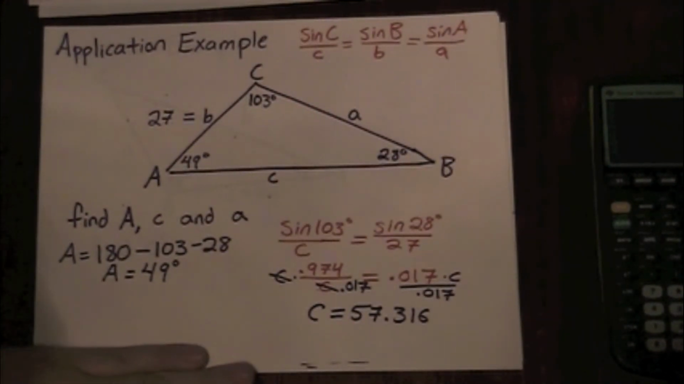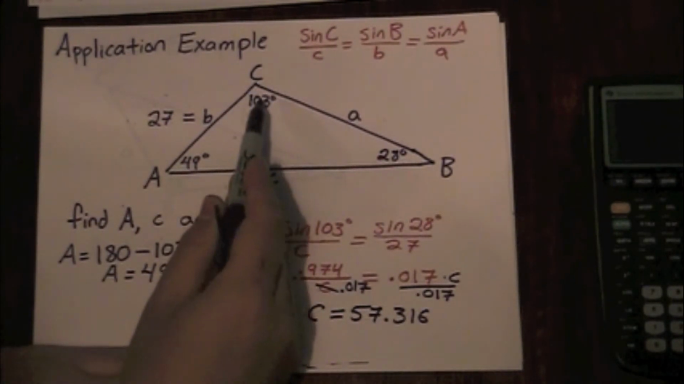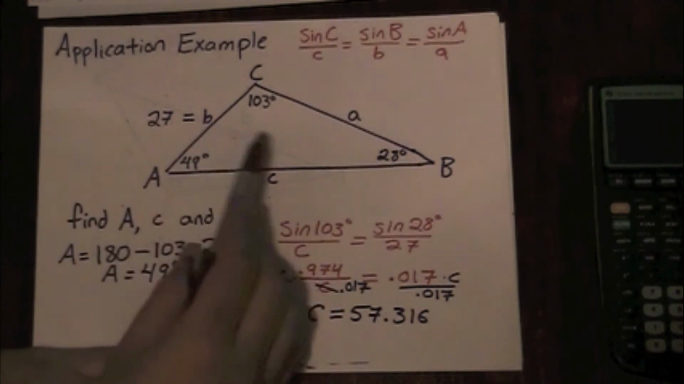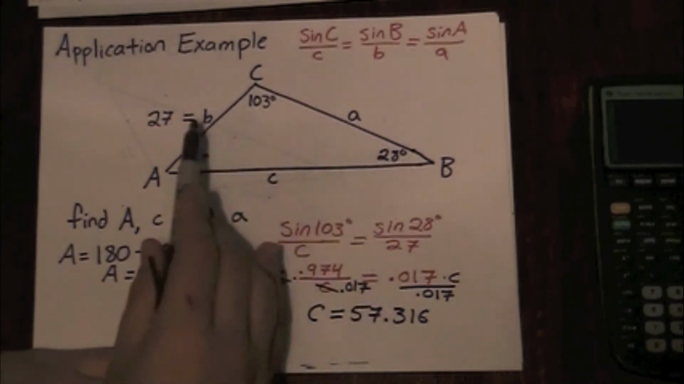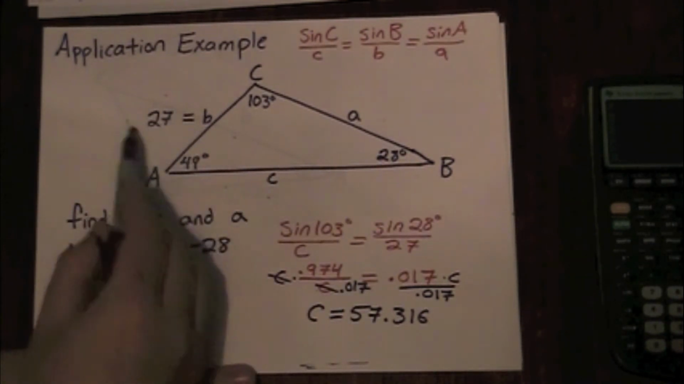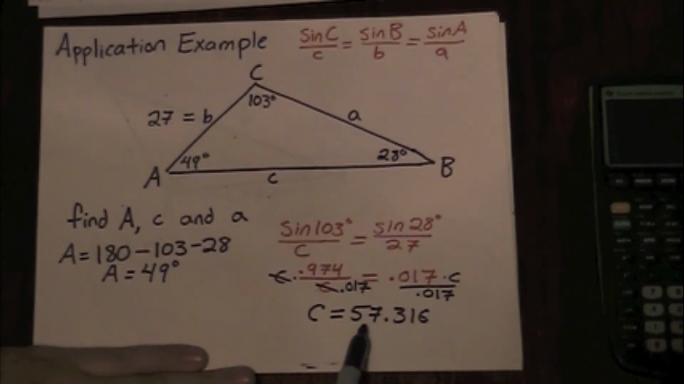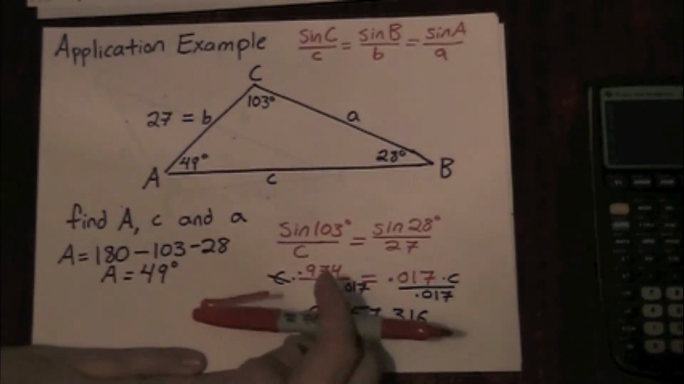And let's see if that makes some sense. Angle C is 103 degrees. It's the biggest angle out of these three. Angle B is significantly smaller than angle C. And it looks to me like side b, which is 27, is also significantly smaller than side c, 57. So that makes some sense.